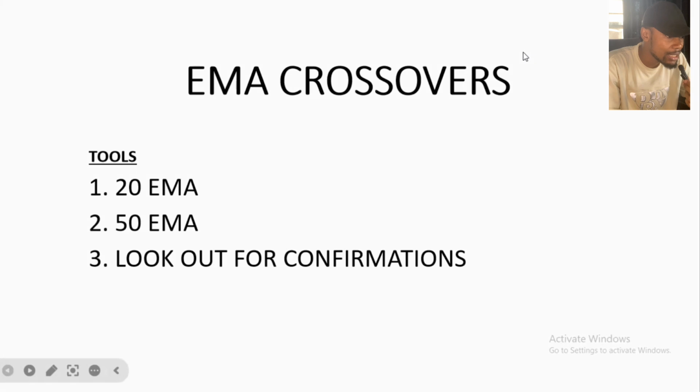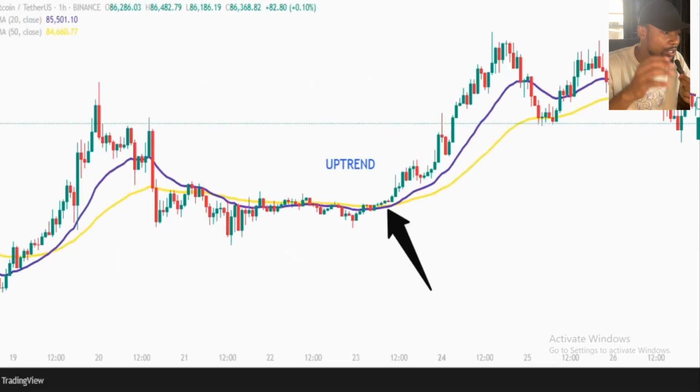Today we'll be talking about EMA crossovers. I know a lot of us must have heard about EMA crossovers. It's so easy and simple. We're going to be using the 20 EMA, the 50 EMA, and of course the last step is that we'll be looking out for confirmations. This is all we'll be needing: the 20 EMA, the 50 EMA, and then we'll look out for confirmations. The strategy is so simple.